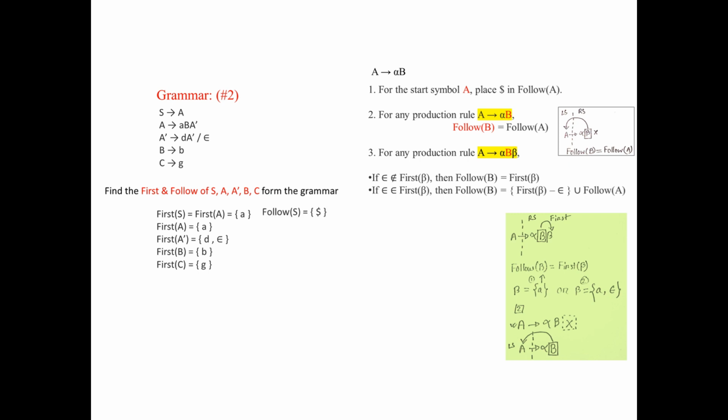Let's look at example number 2. We have to determine the follow of S, A prime, B and C for the given grammar. We can observe the first sets on the board. Now follow of S will be the $, because the symbol S is not available on the right side in any of the derivations. As S is the starting symbol, follow of S will be the $ sign.